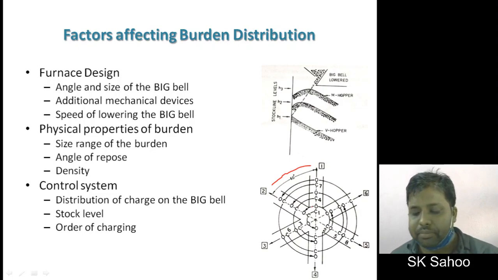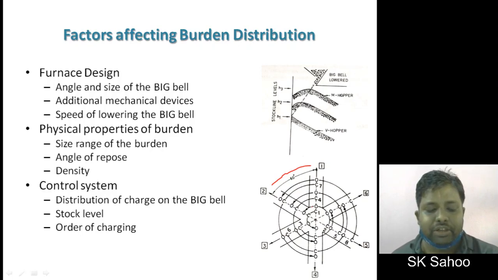Then the stock level. What is stock level? We should know some nomenclature for the blast furnace. One is the stock line. What is stock line? The distribution pattern at the top, the charge or stock level in the furnace throat, is called the stock line. Another term is zero stock line. That is the horizontal plane formed by the bottom of the big bell when closed.